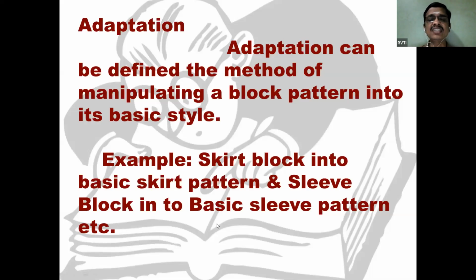So skirt block is made into a basic skirt pattern, or sleeve block into a basic sleeve pattern. If I'm having the skirt block, I just modify it to a basic skirt pattern. If I'm having the sleeve block, then using the block I create the basic sleeve pattern. This method is known as adaptation. Here we are adapting the block. With the help of the block, we are preparing the basic pattern. That is known as adaptation. And another one is manipulation.